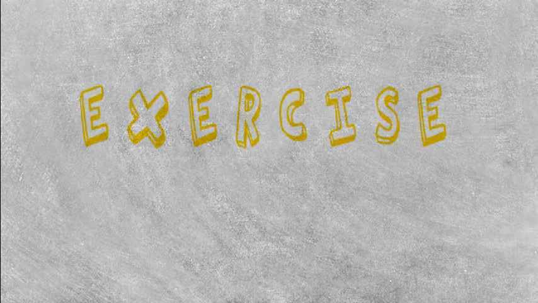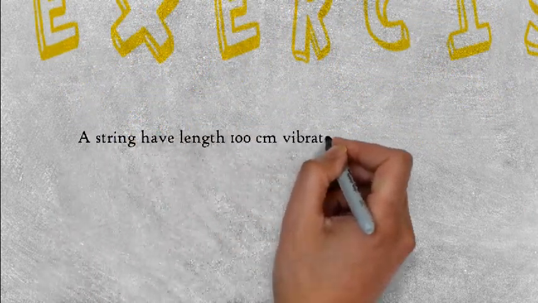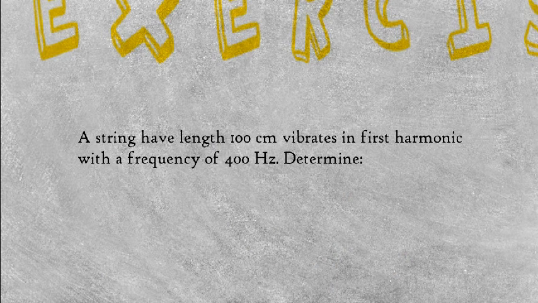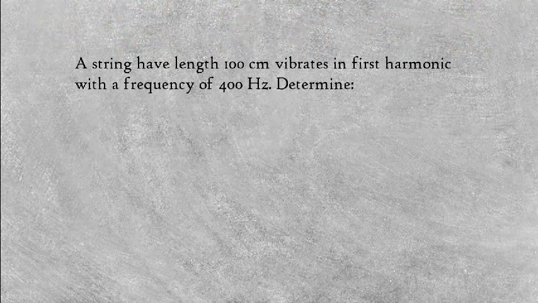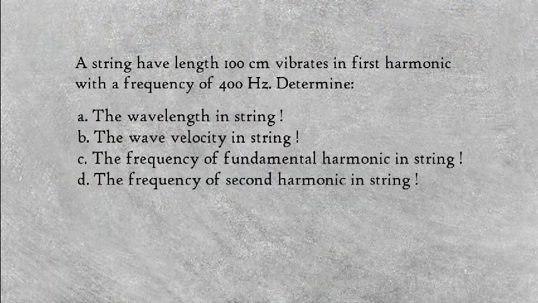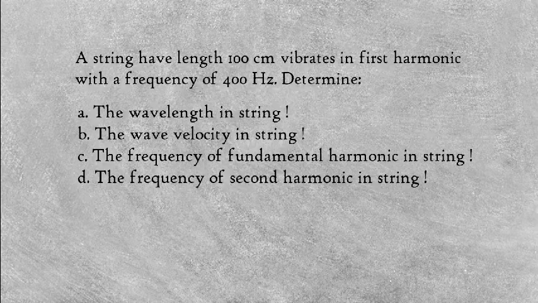Exercise. A string of length 100 cm vibrates in first harmonic with a frequency of 400 Hz. Determine A. The wavelength in the string. B. The wave velocity in the string. C. The frequency of the fundamental harmonic in the string. And D. The frequency of the second harmonic in the string.